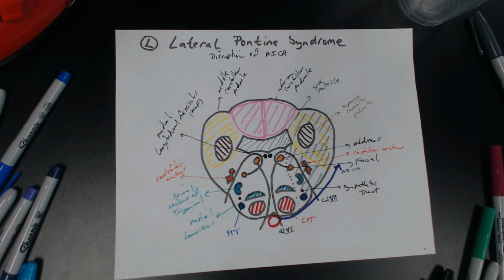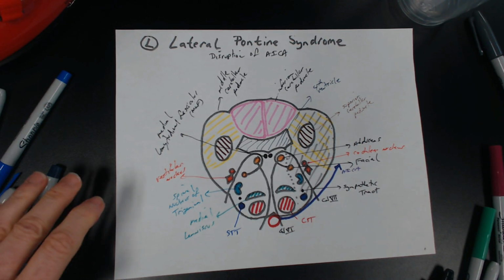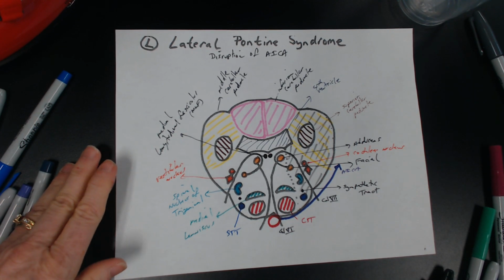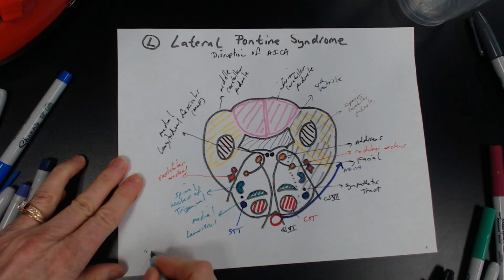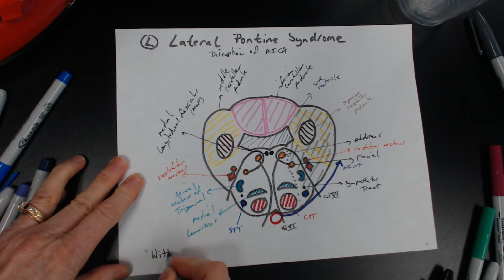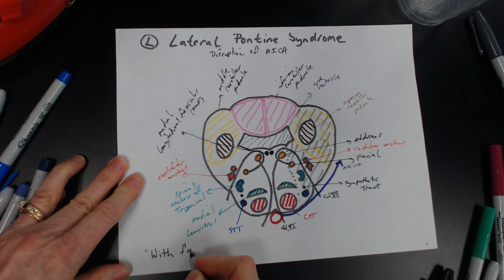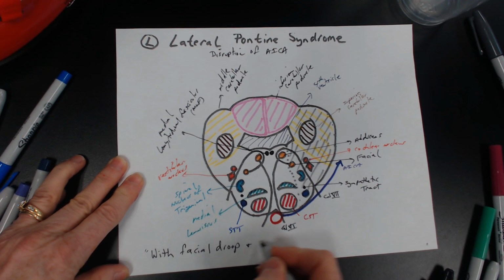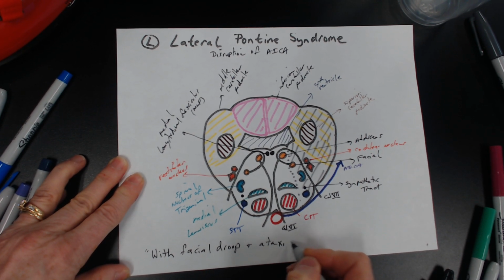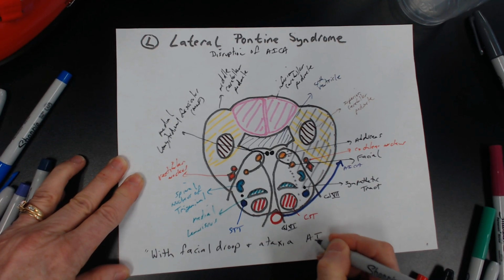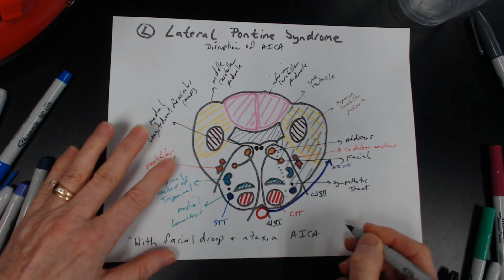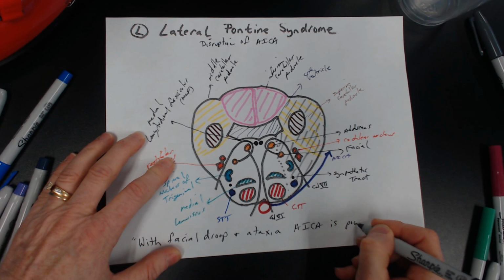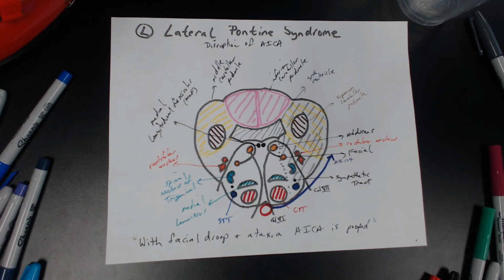Okay. So here's another little saying that you can remember for disruption of AICA. The saying is, with facial droop and ataxia, AICA is pooped. Okay, with facial droop and ataxia, AICA is pooped. Just done.